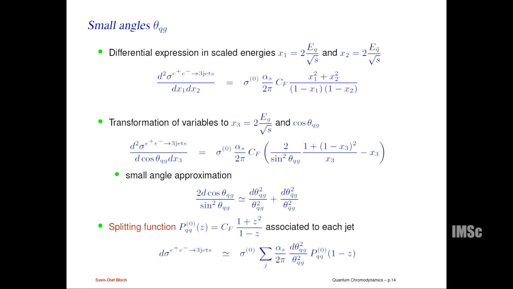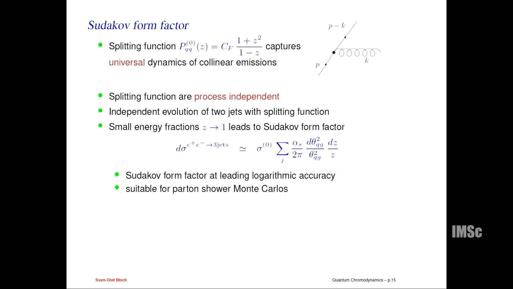angle, gluon emission from the quark line, and here I have to sum over the gluon emission from both the quark and the antiquark. And then the polynomial this is being multiplied with is the so-called splitting function, and this splitting function is a universal quantity because it captures the universal dynamics of collinear emissions in QCD. So this functional form here for the splitting function captures the full dynamics at leading order of a gluon being emitted from a quark.